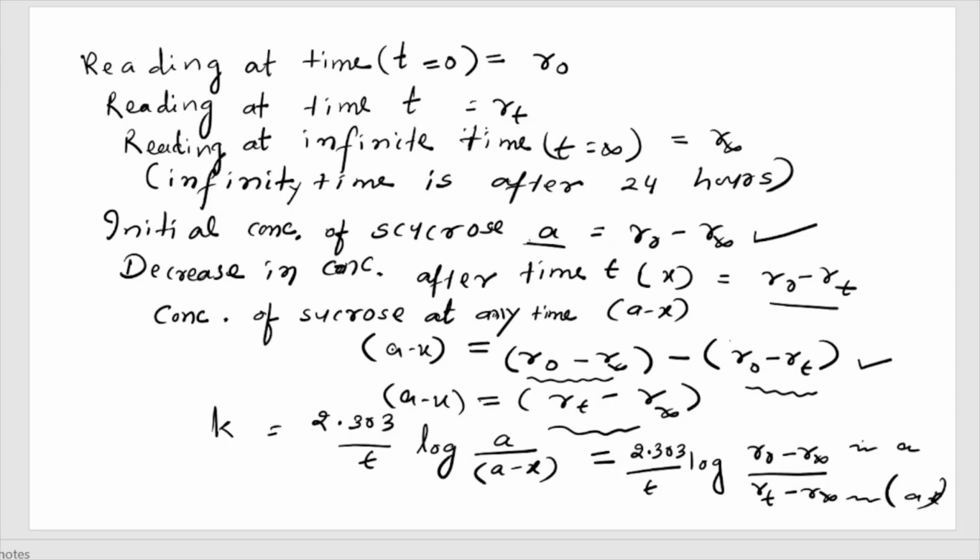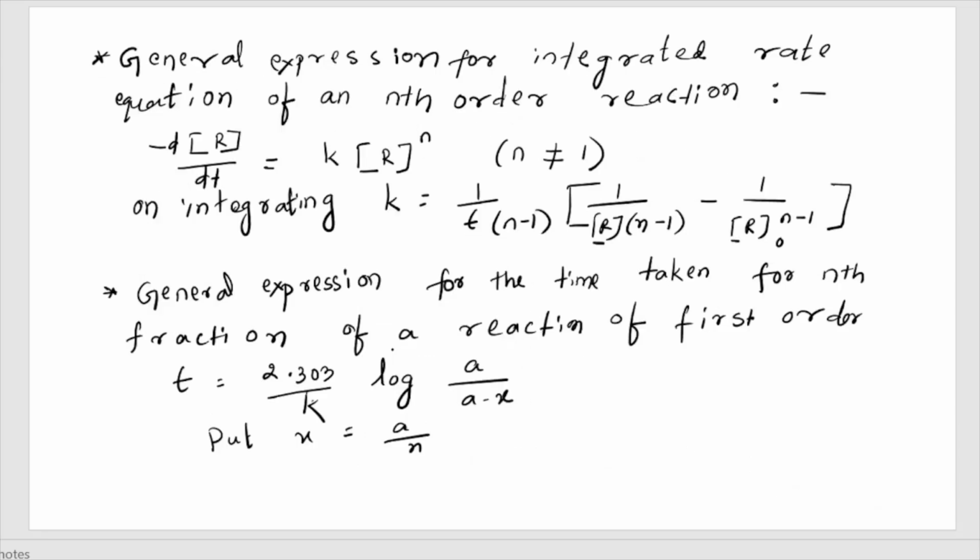And here remember, the derivation is not so much required, only the formula you should remember. In a numerical question, all values are given except one. If you want to calculate K, T is given, R0 at time zero, R infinity at infinity time, and similarly RT, the rotation value at time T. So all values should be given by which you can calculate either the rate constant or the time T.